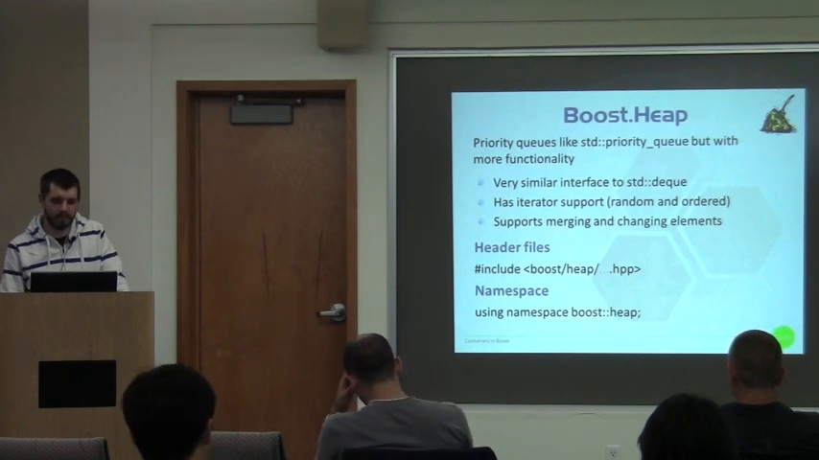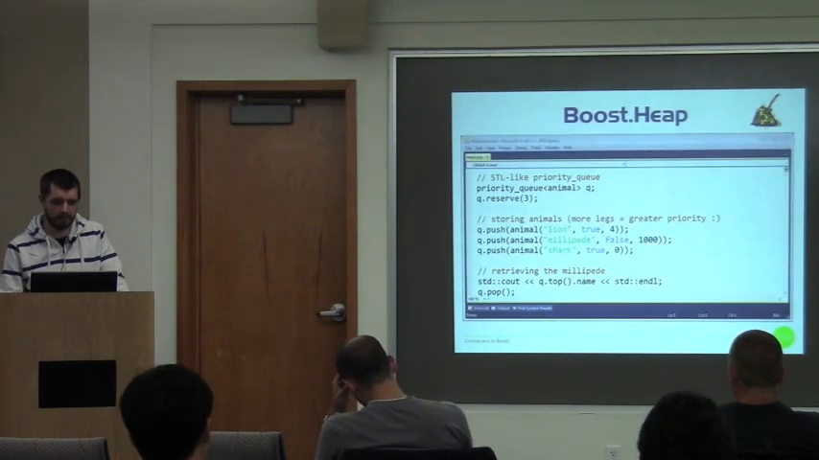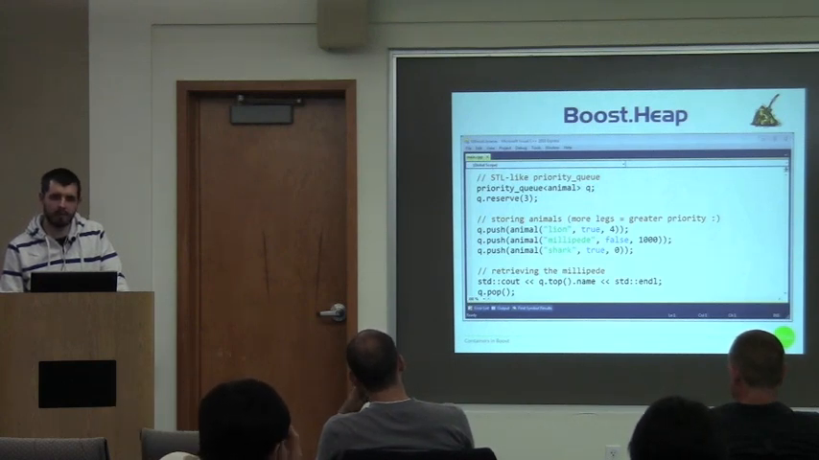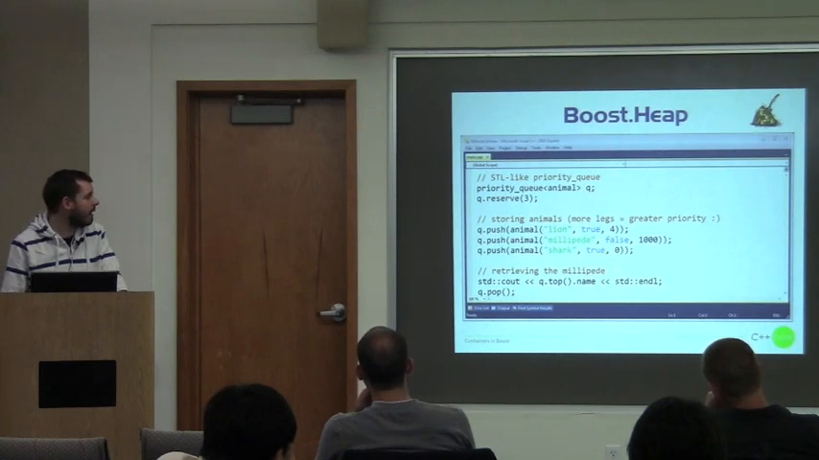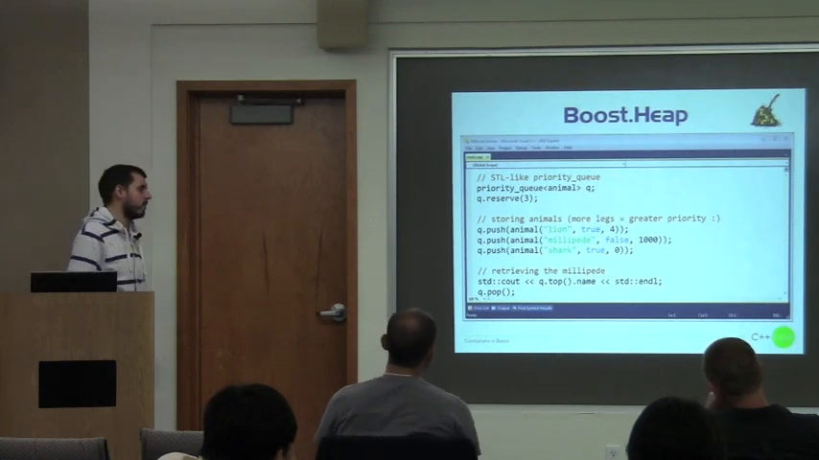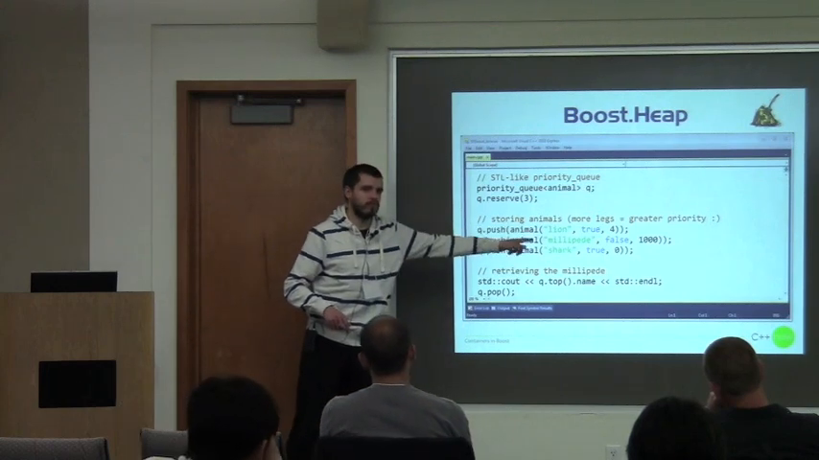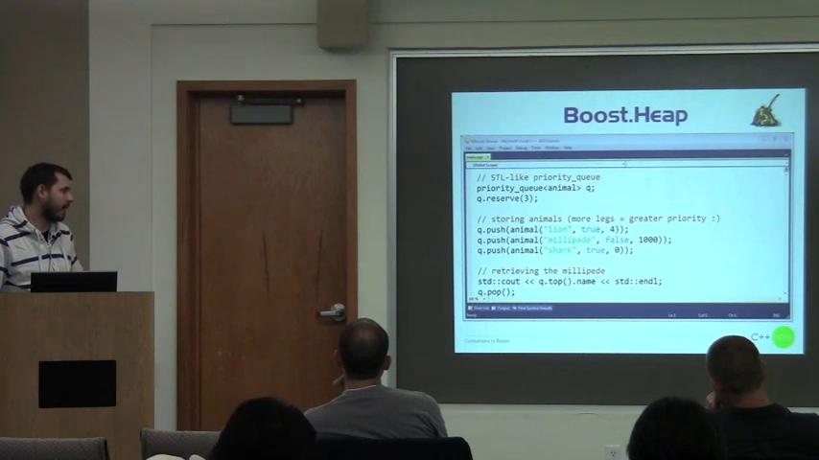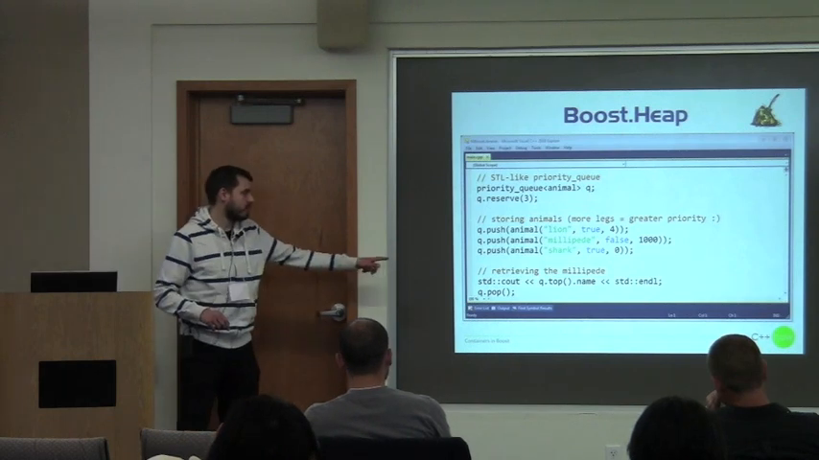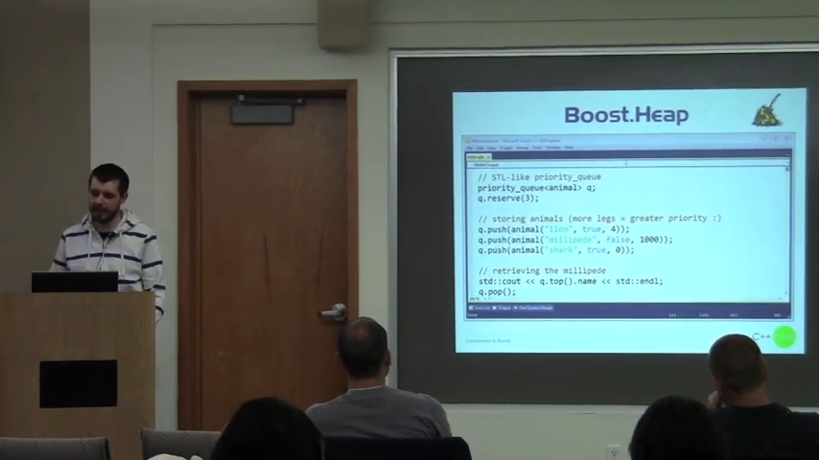Boost heap, priority queues. I will just go quickly through it now. I think it's the last one, apart from two other libraries which we have in the C++ standard anyway. So here we have priority queues. I'm pushing a couple of animals into my priority queue. The priorities of these animals depend, of course, on the legs. So the more legs, the higher priority. And I can then access my animals in the priority queue with a top function. I can remove them with a pop function, just as you know from the standard library already.